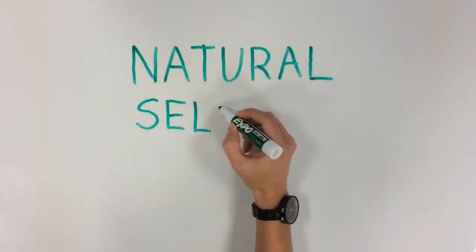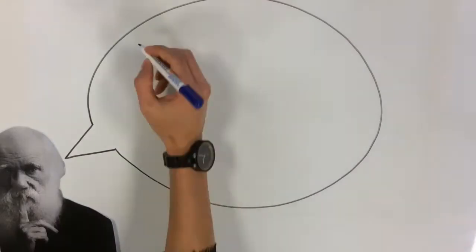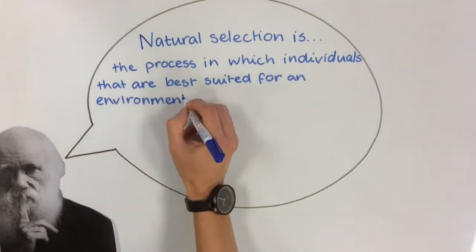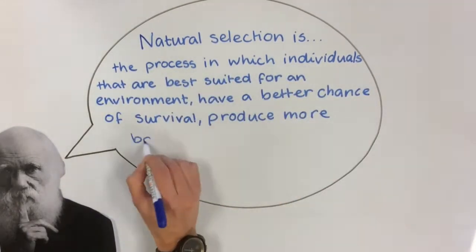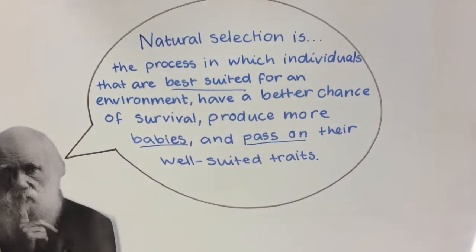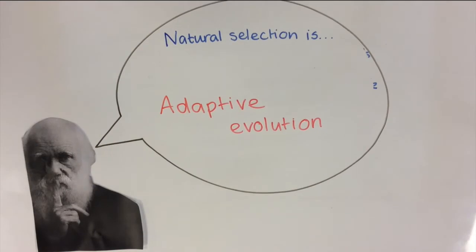Today we're going to talk about natural selection. But what is natural selection? Natural selection is the process in which the individuals that are best suited for an environment have a better chance of survival, produce more babies, and pass on their well-suited traits. This is also known as adaptive evolution, and it can cause noticeable differences in the appearance of a species.